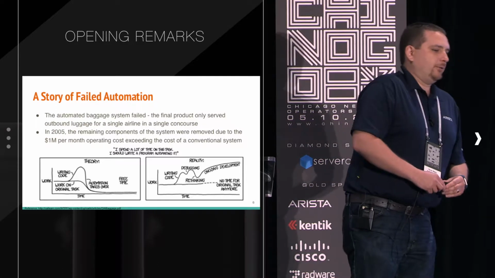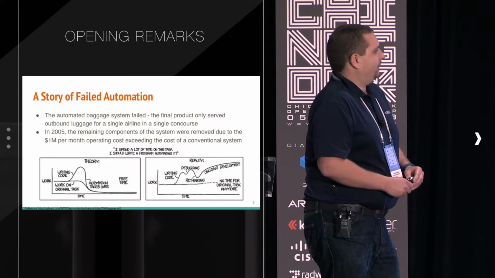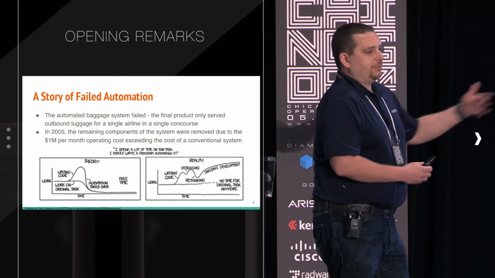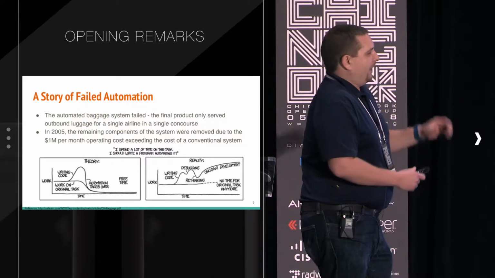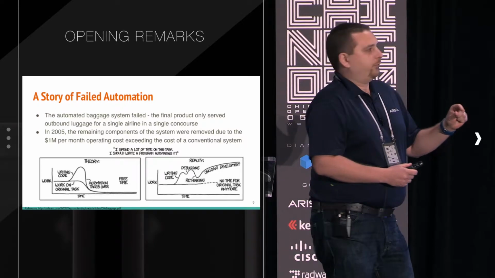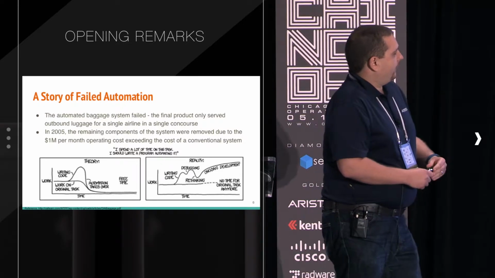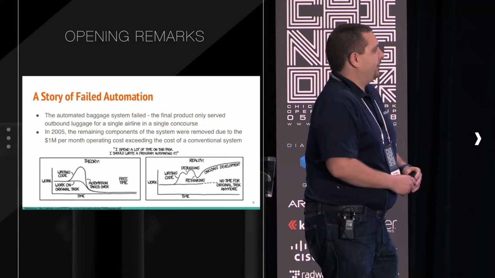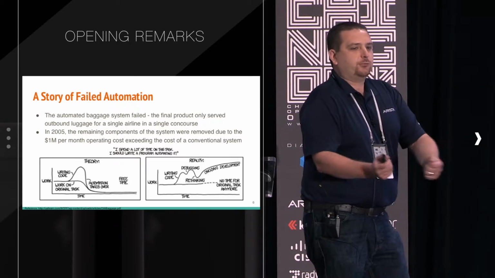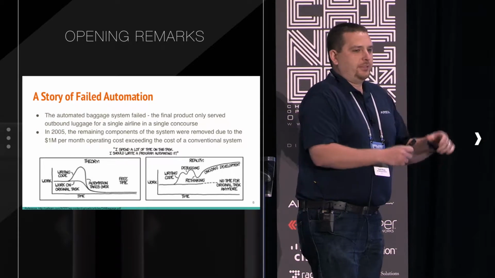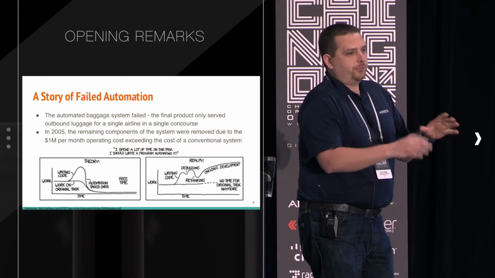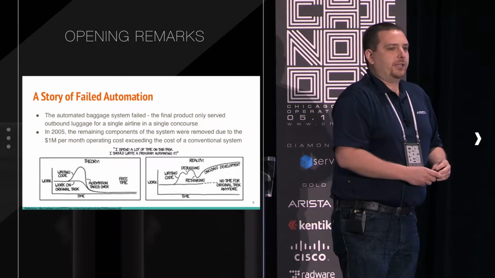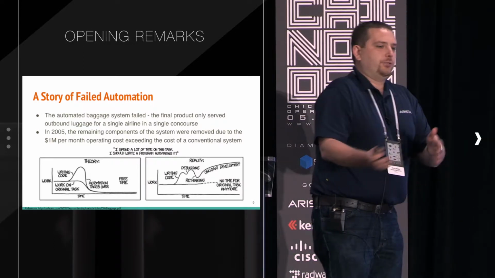One of the really unfortunate things, depending on how you look at it, was that when they actually got the system rolled out finally, it only served a fraction of what they really wanted to do. Single airline for only outbound luggage. So literally pretty much nothing. And then in 2005, they ripped out the entire system because that small portion of baggage delivery cost more than the entire rest of the operation for the baggage system at the airport, just using traditional methods.